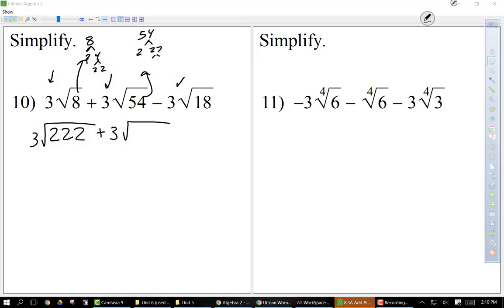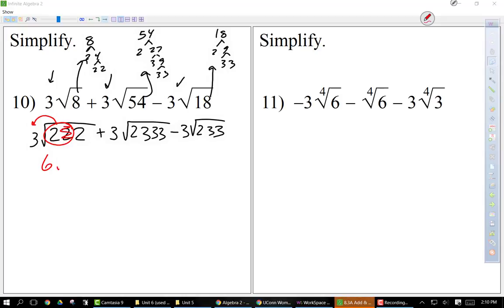2, 27, 3, 9, 3, 3, 2, 3, 3, 3. Boom, that's simple. Minus 3. Let's see if we can break down the 18. 2, 9, 3, 3. So root 2, 3, 3. Now let's see what happened. A 2 pops, a 2 gets crossed out.